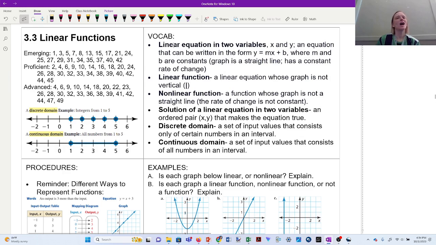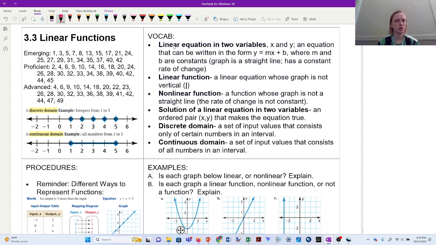Hi folks. We are now going to focus on linear functions as opposed to other types of functions that we've talked about so far, because we're learning about linear equations in this module. So now that we know what a function is, let's focus on linear functions.